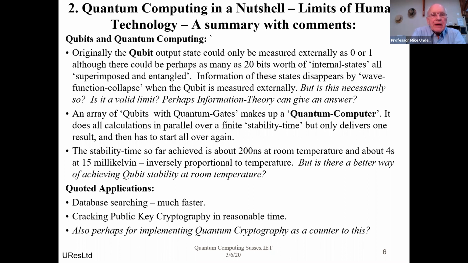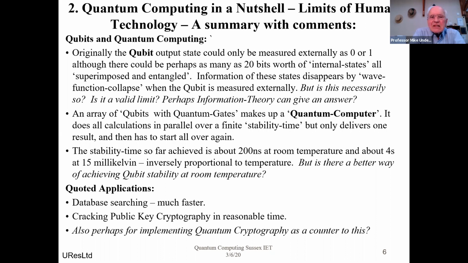Now, there could be perhaps as many as 20 bits worth of internal states, all superimposed and entangled, and in a sense that means that one qubit could be worth 20 bits worth of something or other, or computing power or whatever. Now the next point, which it did indeed say, is that information of these states disappears by wave function collapse when the qubit is measured externally.